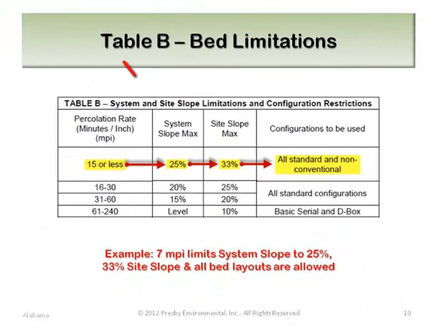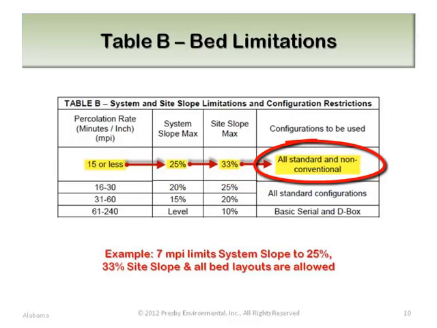Table B is used to control the allowable system slope, site slope, and finally the bed configurations that can be used on soils of a given perk rate range. As an example, highlighted is the soil perk rate range of 15 minutes per inch and less. Table B is limiting the maximum system slope to 25%, and the maximum terrain slope our field can be constructed on to 33%.